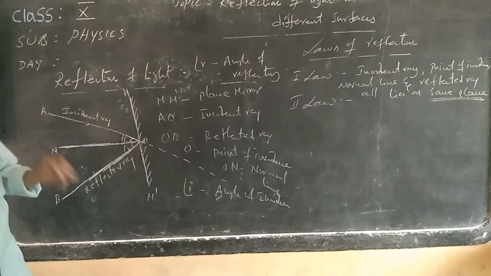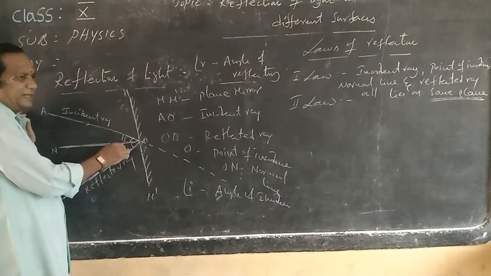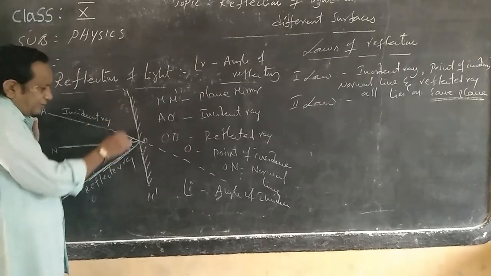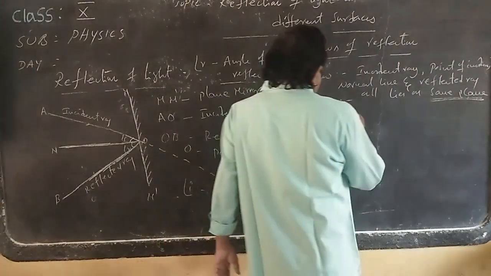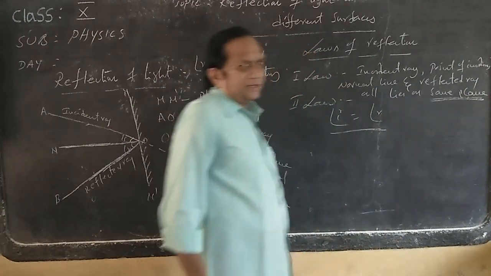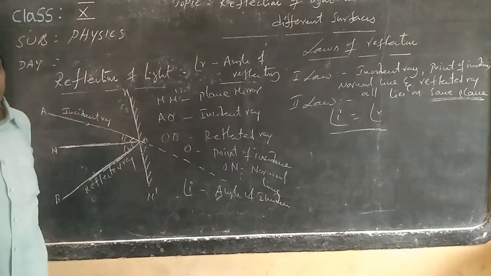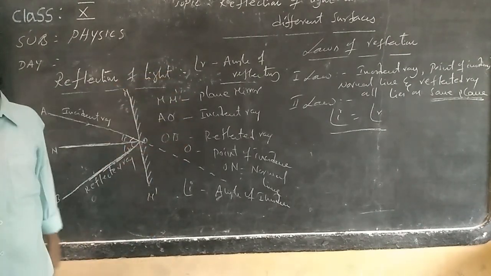And the second law is very simple. The angle of incidence is equal to the angle of reflection in the case of plane surfaces. Remember that, in the case of plane surfaces, angle I equals angle R. These two are called the laws of reflection.